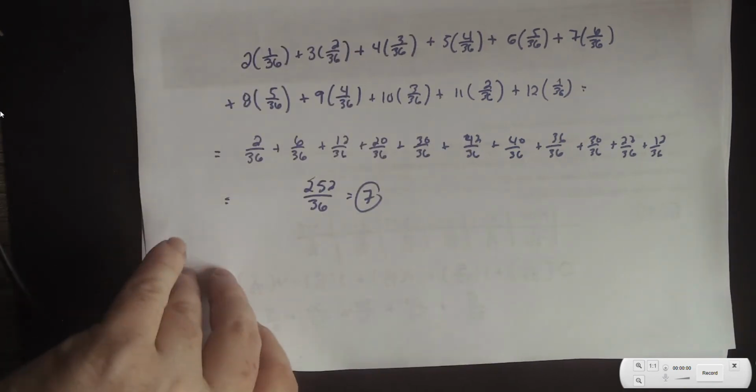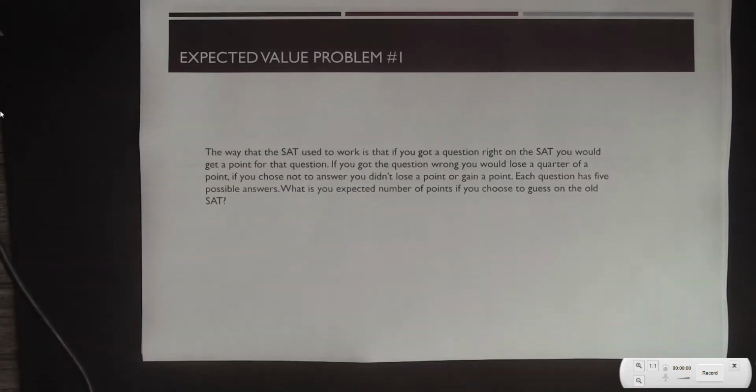Okay, so let's look at some other problems that involve expected value. The way that the SAT used to work is that if you got a question right, you get a point for that question. If you got the question wrong, you would lose a quarter of a point. If you chose not to answer, you didn't lose or gain a point, so that's really negligible. Each question has 5 possible answers. What is the expected number of points if you choose to guess on the old SAT?